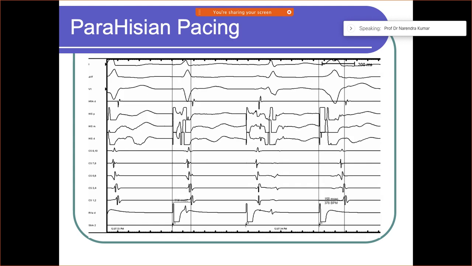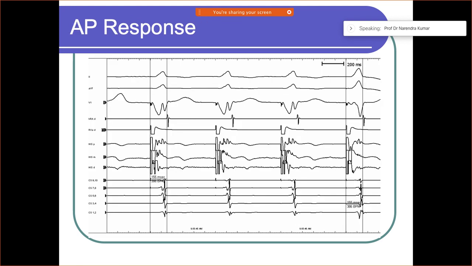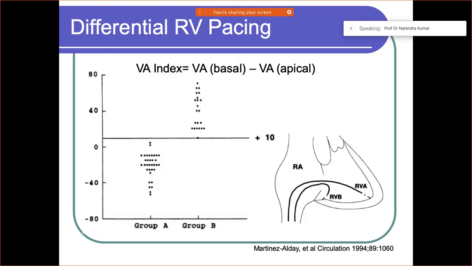What about parahisian pacing? Parahisian pacing is also very important. If you look over here, these two intervals, what are the two things which are obvious? If you look at the surface ECG, this is wider, this is narrower. However, if you look at these two intervals, this is slightly longer over here, right? So this is parahisian negative. We'll discuss more about it in some other session for sure. Okay, so what is now happening over here? This is what is called the accessory pathway response.